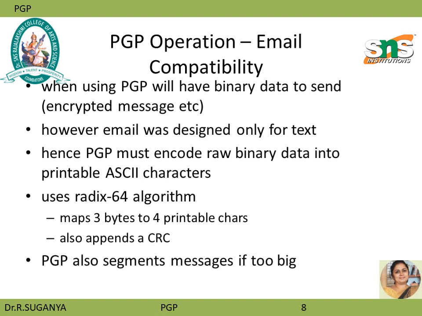Next is email compatibility. When using PGP, it will have binary data to send. However, email was designed only for text. Hence, PGP must encode raw binary data into printable ASCII characters. It uses the radix-64 algorithm, which maps 3 bytes to 4 printable characters. It also appends a CRC. PGP also segments messages if they are too big.